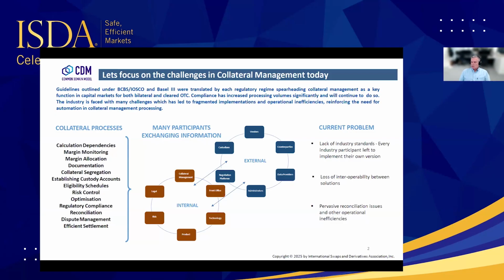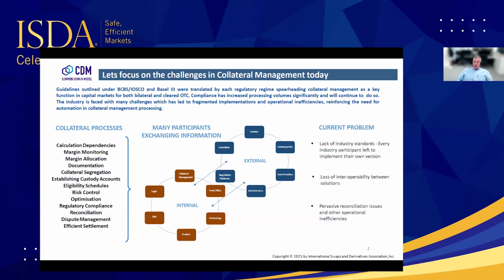And there's currently a lack of industry standards, so every participant is left to implement their own version of how they look at this data and house this data. So really, there's a loss of interoperability between the different solutions. And you probably all agree collateral management sits internally amongst many other teams, such as legal, front office, risk, technology, product. But externally, there are many other participants in the collateral ecosystem, such as other counterparties, custodians, vendors, negotiation platforms, administrators, and data providers. And they all need to get to this data on a daily basis quite quickly to exchange information for normal BAU operations.